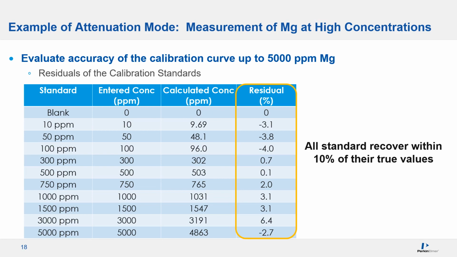So what we do is we look at our calibration standards, a blank all the way up to 5,000 ppm. These are the concentrations which were entered into the software. These were the concentrations which were calculated once the full curve was constructed. And then the residual error is how far, as a percentage, the calculated concentration is from the entered concentration. So as we can see, with this calibration curve, even though we went to 5,000 ppm, our lowest standard has only a 3% error. If we look at all of these, all of our standards recover within 10% of their true values, indicating very good linearity of the curve. So this really is a good demonstration that we can be linear up to 5,000 ppm.